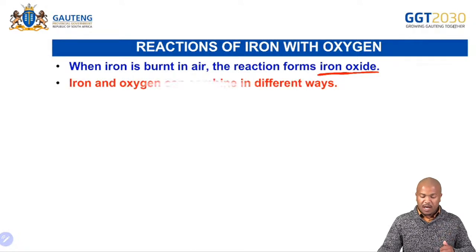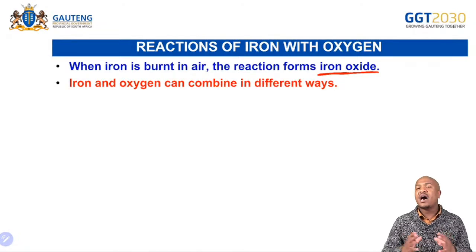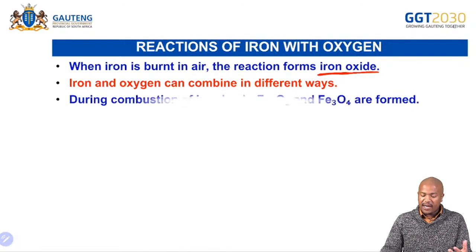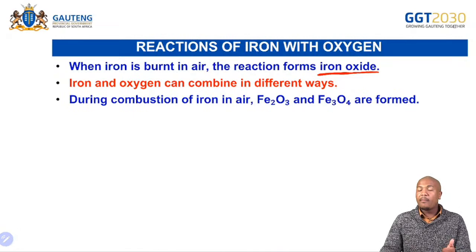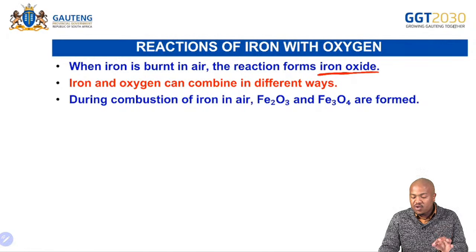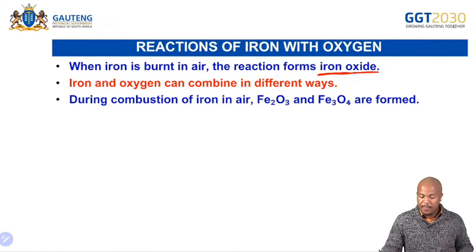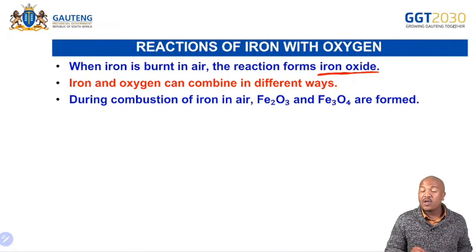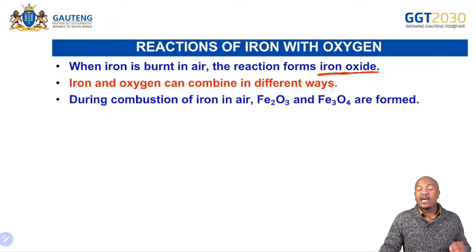Are we together? So iron and oxygen combine in different ways, meaning that they can produce different products. During combustion of iron in air, Fe2O3. What is that Fe2O3 that we talked about in the previous lessons? Fe2O3 is the rust, right? So during combustion of iron in air, Fe2O3 and Fe3O4 may be formed.